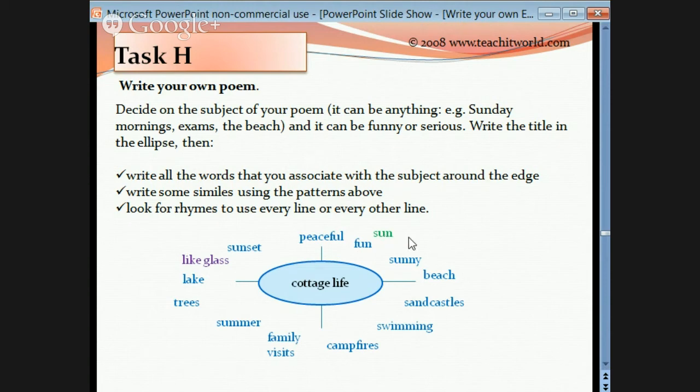Okay, and then you can go from there. You write some similes using the patterns above. So remember we talked about the lake like glass or sunset like fire, sand castles like a city. Whatever kinds of similes come to mind. And then you go through again and you look for rhymes. So any words that you can think of that rhyme. Fun, sun. Sunny, funny. Summer, I can't think of anything. Trees, knees, please. Whatever words that you can find that rhyme.